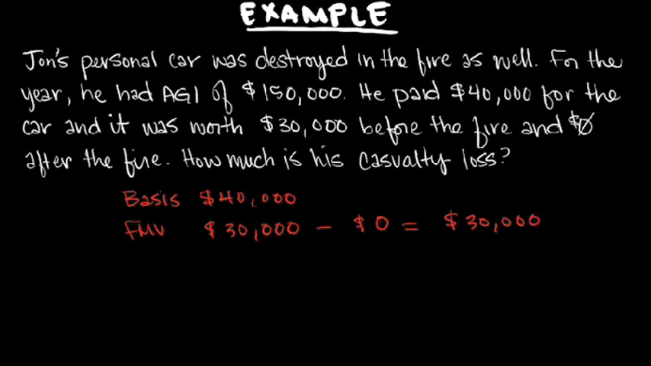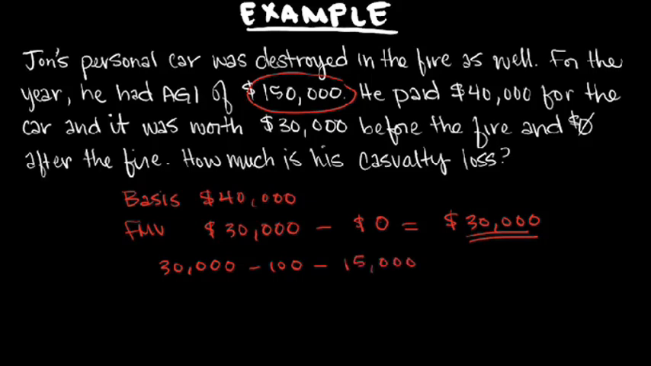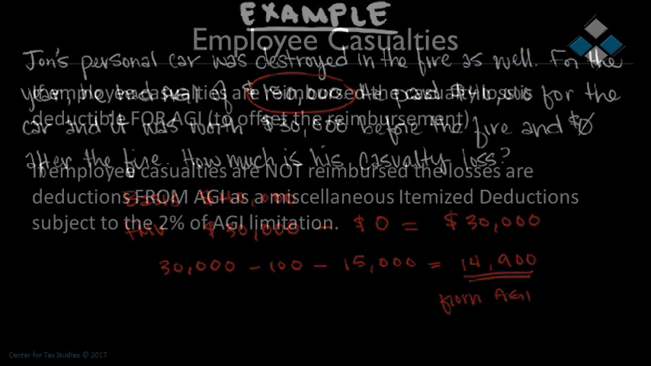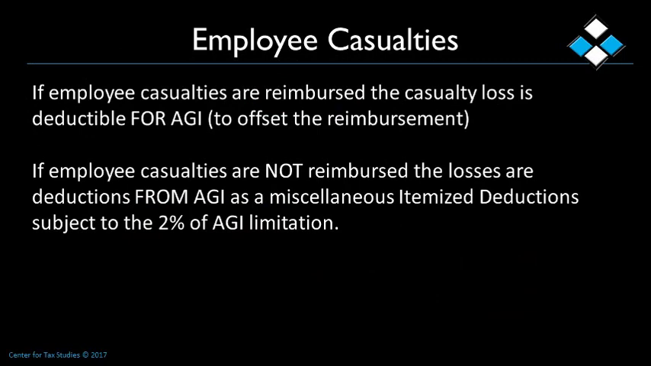Now we have an additional set of rules, and that is that we must reduce the amount of the casualty loss by $100 per event and 10% of AGI. AGI being $150,000, so 10% of that is $15,000. And so the total amount of the loss of the car is $14,900. And this is a from AGI deduction. Now let's cover employee casualties really quickly.